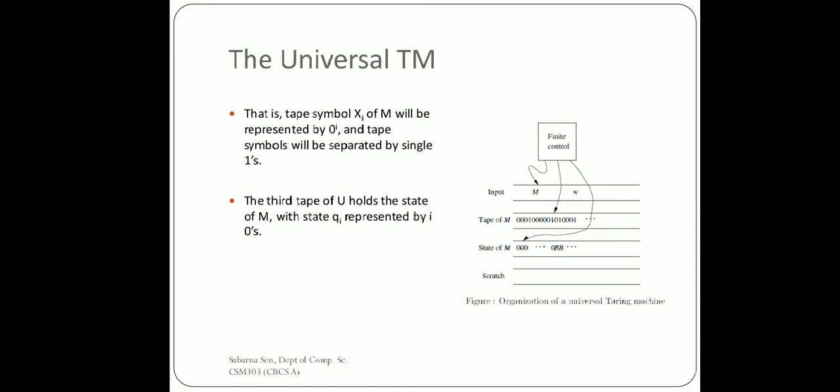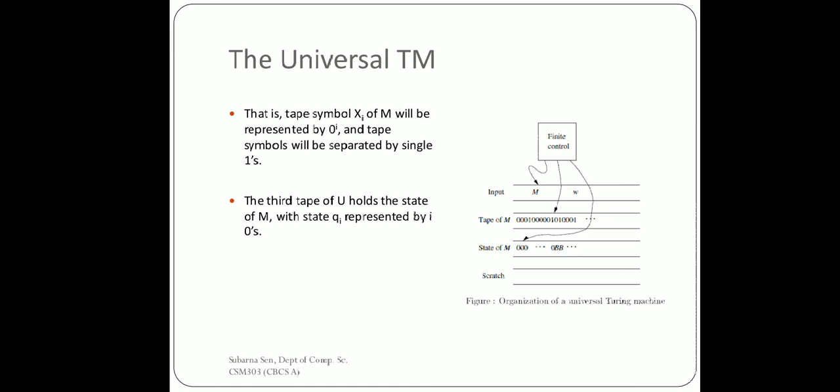Whatever the suffix of my tape symbol is, that is, if it is X suffix i, say i is 5, then it will be represented by 5 zeros, that is 0 to the power 5. So 5 consecutive zeros will be there. And we know we used 1 as a separator between two different tape symbols, right? Now what is the job of the third tape? The third tape of U holds a state of M, with state Qi represented by i zeros, right?